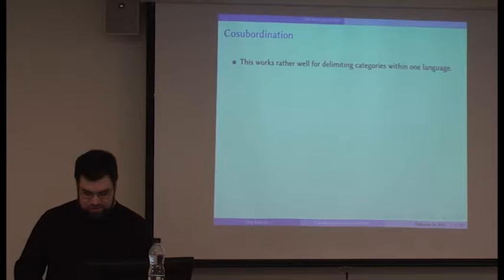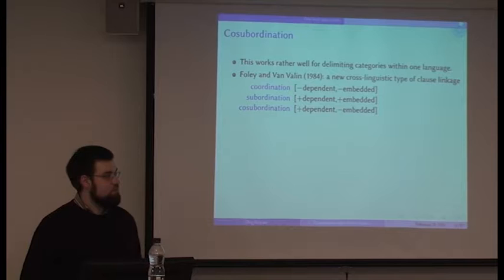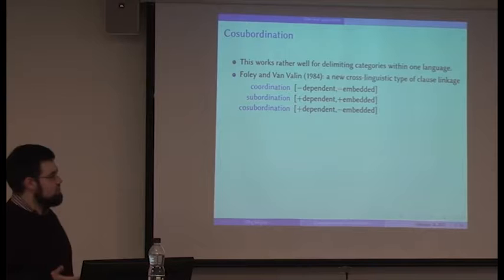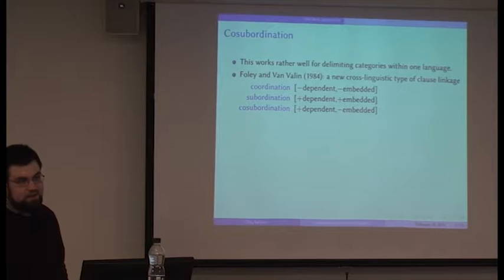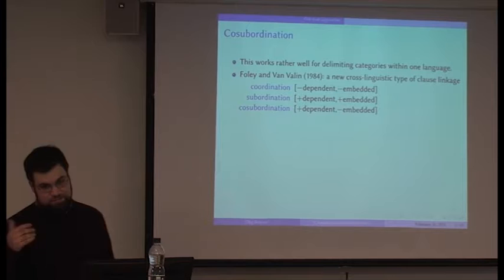coordinations and subordinations, and then we can try to think about what the rest of the unclear field between them falls into. One of the well-known proposals about this is Foley and Van Valin's idea that we can have a third notion between coordination and subordination, which they call, aptly enough, co-subordination. So we have something in between, and they cast this idea into an opposition between two features, dependency and embedding. A coordinate construction is neither dependent nor embedded, a subordinating construction is both dependent and embedded, whereas co-subordination in their approach is dependent but not embedded. So it's sort of a detached subordinate clause, as it were.